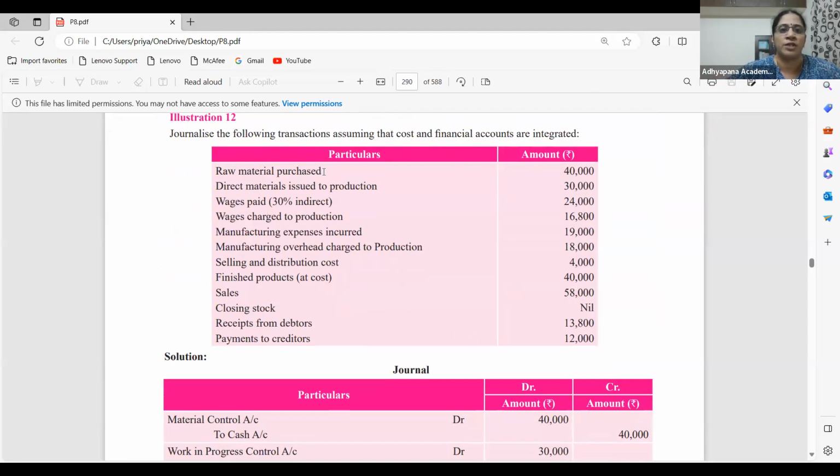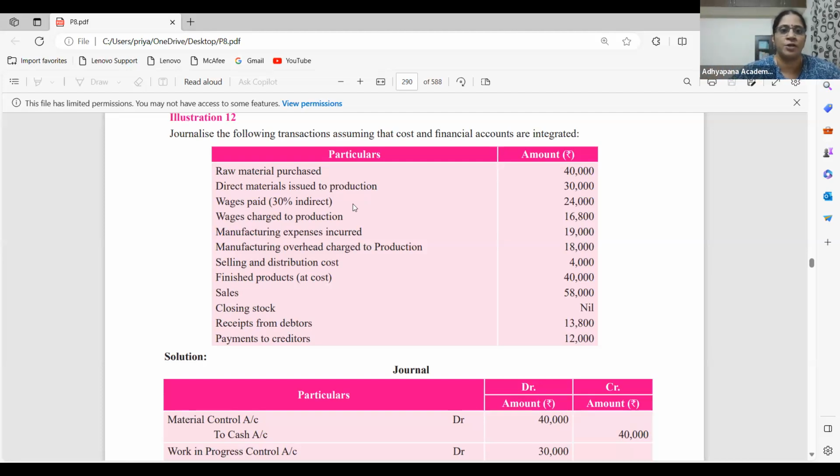Raw material purchased. What will be the entry? Visualize. Financial accounts: purchases to cash. Cost accounts: material control to general ledger adjustment. Integrated accounts: debit from costing, credit from financial. So it is material control to cash or creditors.